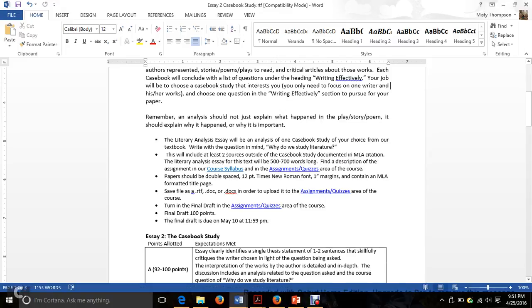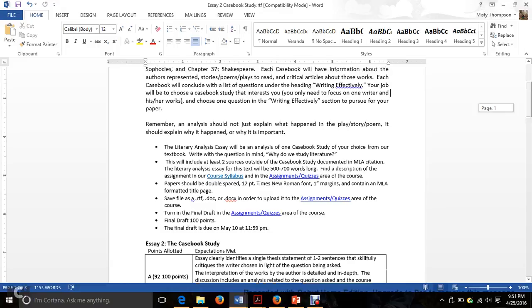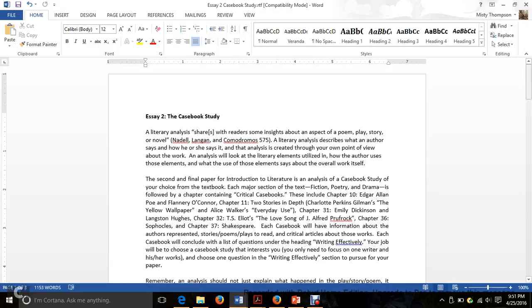Now I'm going to say outside of the works by the author, so if you're listening to this, you probably get a little more insight. So at least 2 outside sources outside of the author. So if you chose Langston Hughes, you may look at 3 or 4 of his poems, but you need to have at least 2 more sources outside of those poems, whether that is from the critical essays in the casebook study or outside research that you do.